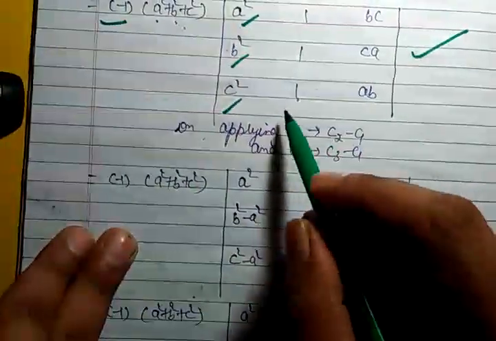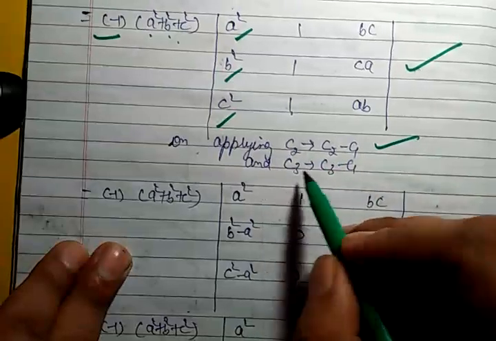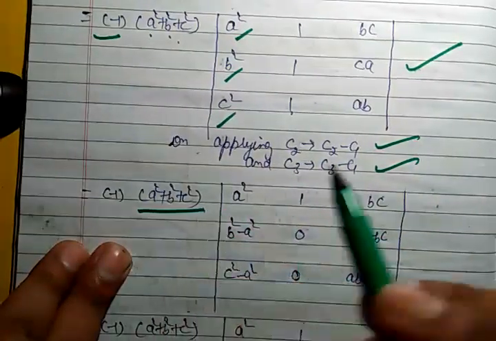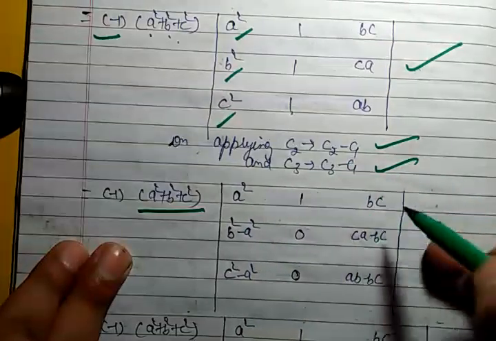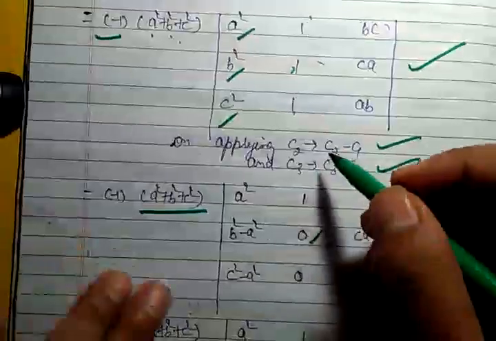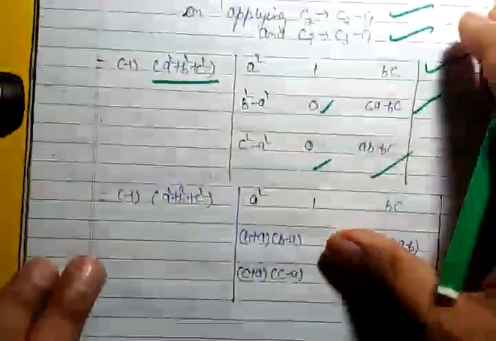Because 1 has become in the second column, we can make 0 in a very easy way. So we are going to apply C2 → C2 − C1, C3 → C3 − C1. So it will be −1, a² + b² + c², a², 1, bc, and it will be b² − a², and 1 − 1 = 0, and it will be ca − bc, and it will be c² − a², 1 − 1 = 0, and ab − bc.